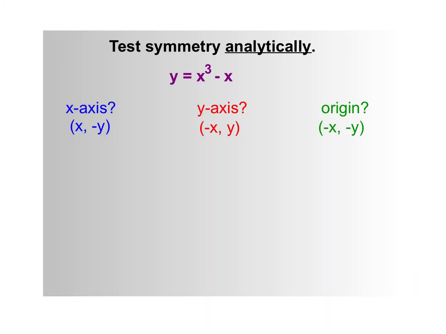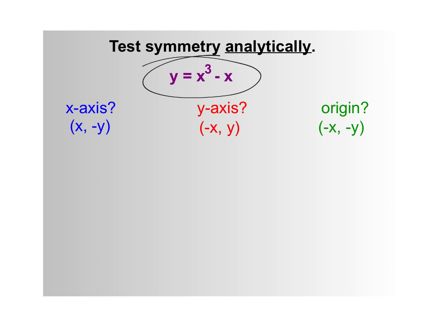So when we tested for symmetry graphically, we were using points on our graph. We had sample points, we had our intercepts, we were finding actual coordinates, and we were sketching that graph to test for symmetry. When we test for symmetry analytically, we're going to stick to variables. We're not going to find any actual coordinates, any actual points on this graph. So we're going to use just this equation, y equals x cubed minus x.